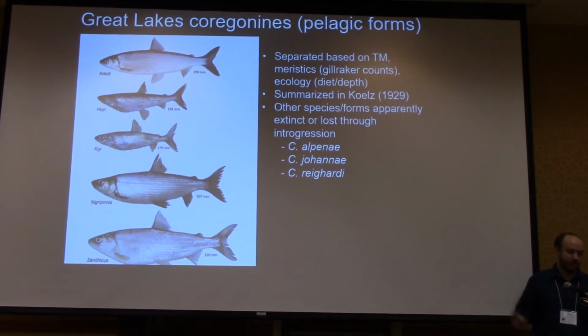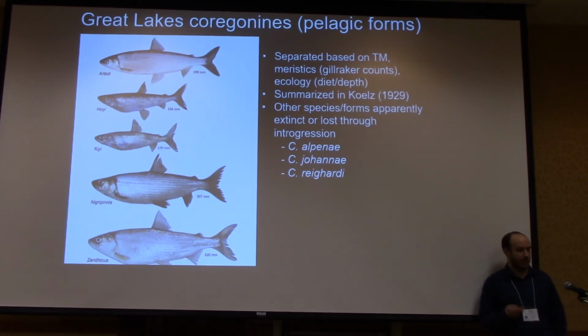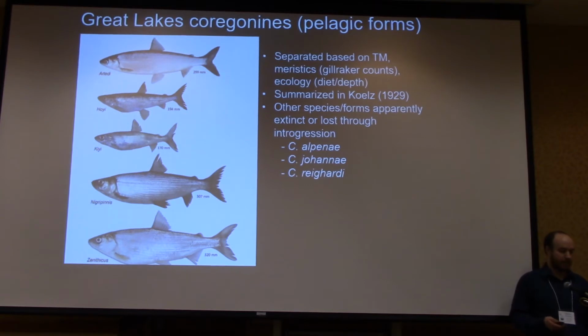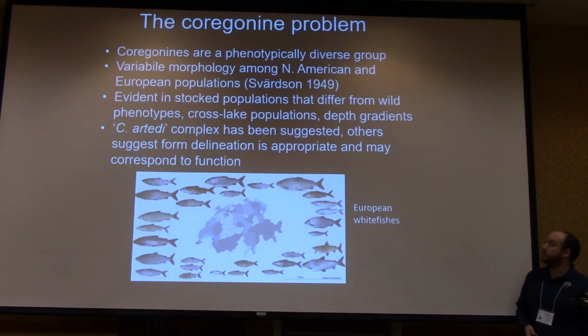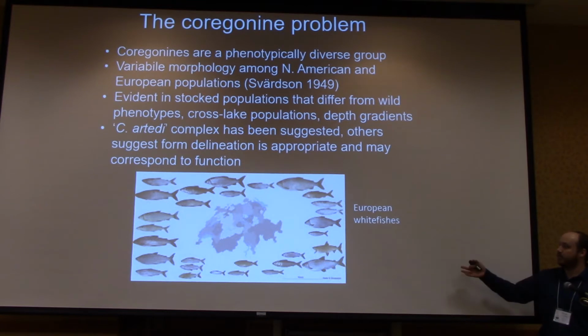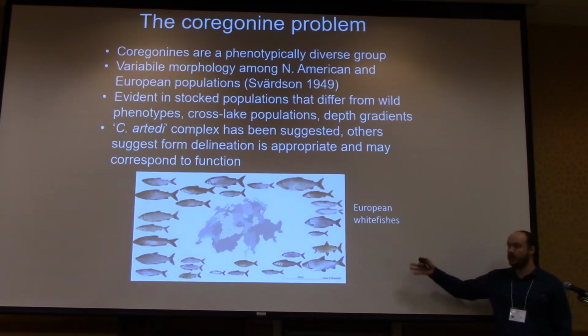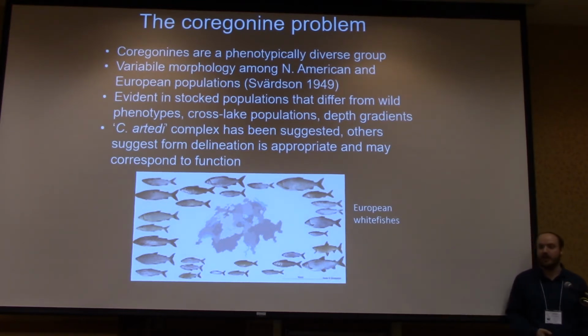So there's 3 forms here. That's why it's important for us to keep understanding this diversity before we lose it entirely. And that's what's known as the coregonine problem as well. These are a group of really phenotypically plastic species. And this is an example of European whitefishes. They have a similar coregonine problem over there, where it's a bewildering array of different morphologies. It's hard to make sense of it.